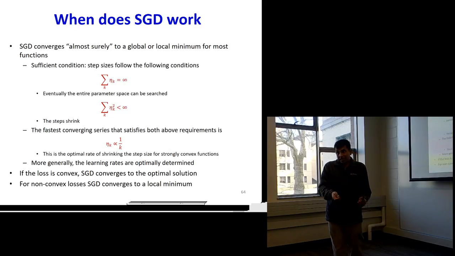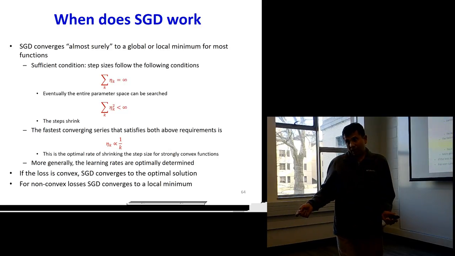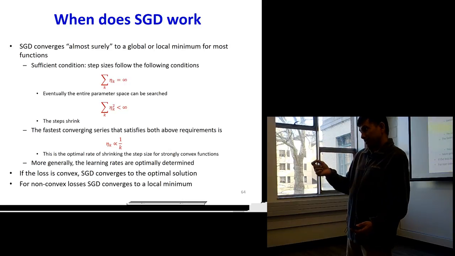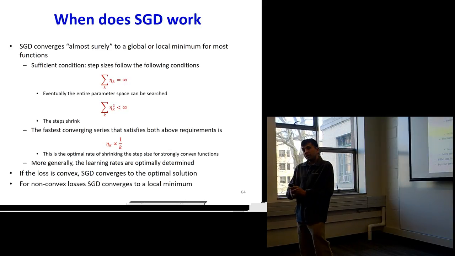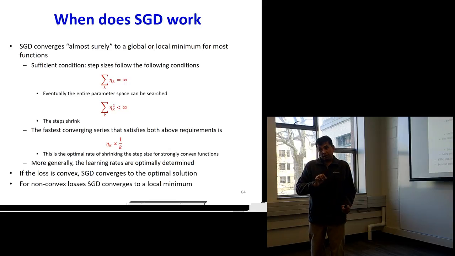I can define a series, which is the sum of the sequence. I want the series to diverge. Why do I want this learning rate to diverge? In the parameter space, if my learning rate sums to infinity, it guarantees that I'm actually able to visit every point in the parameter space.